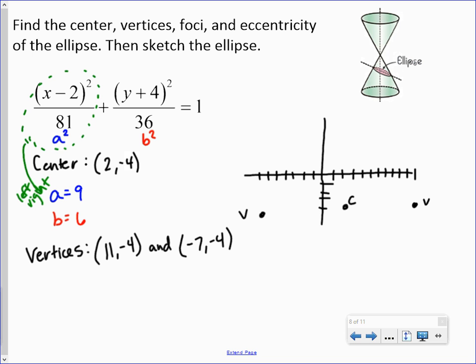This part about labeling the points should be very basic. You're just counting distances, left, right, or up, down. So don't make that any harder than it needs to be. You add and subtract the A value. I'm also going to do my B's, which are B is equal to 6, but B is paired with Y, so I should count up and down. So I'm going to count up 6. That's a co-vertex, and I'm going to count down 6. That's another co-vertex.